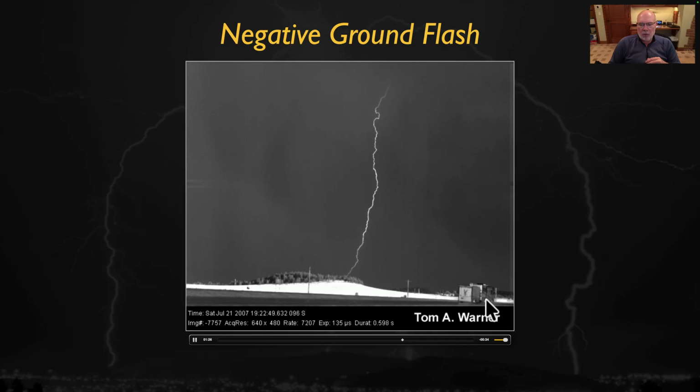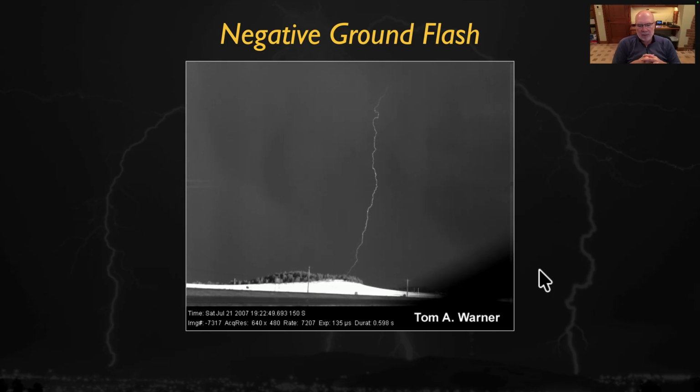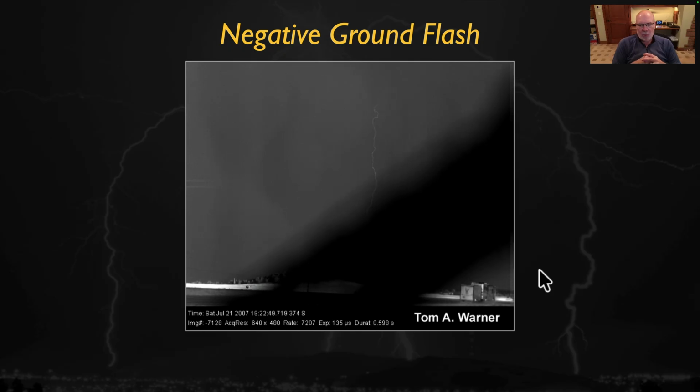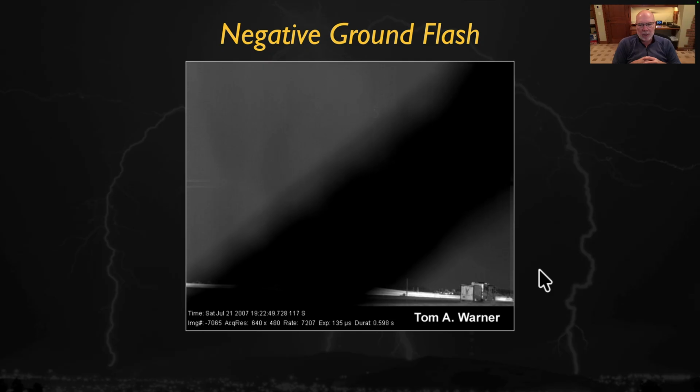Again, this vehicle is traveling about 60 miles per hour. And this whole sequence that I'm showing you, all that's occurred here, and it's still a little ways to go, is 0.6 seconds. There's a wiper coming into view. And we'll see one last rebrightening after the wiper gets out of the way.